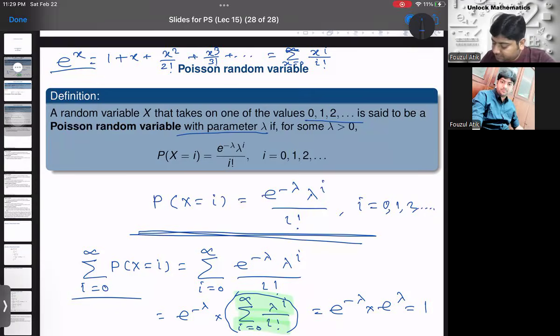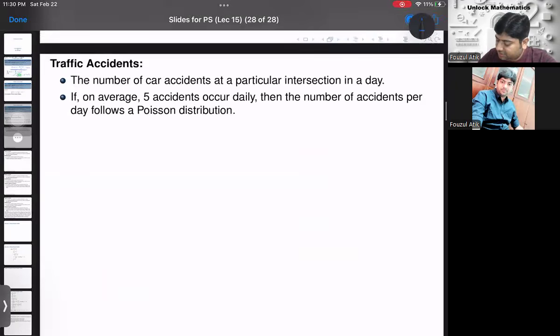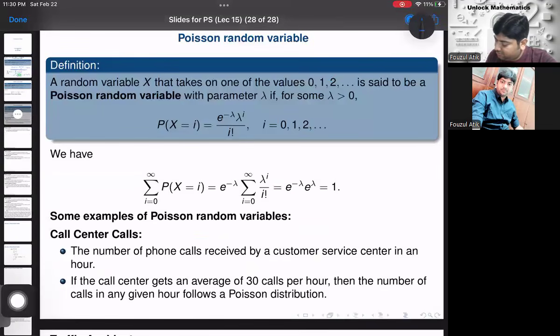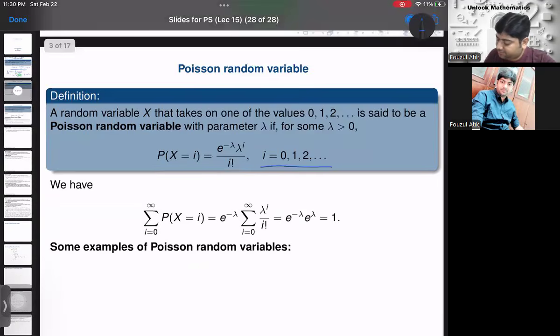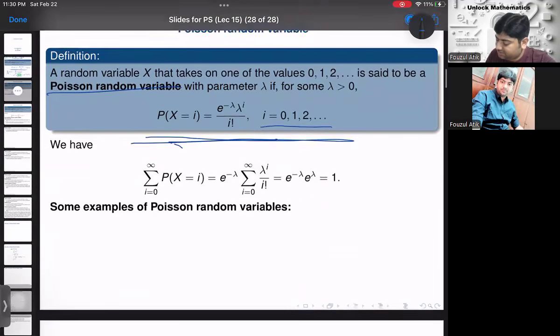Got it? So we will do several examples, we'll understand several examples also. Before that, I just wanted to calculate the expected value of this random variable, and then I'll come back to the examples, because there is a reason. So first, let us understand the expected value of the Poisson random variable. This is the probability mass function, and we'll calculate its expected value.